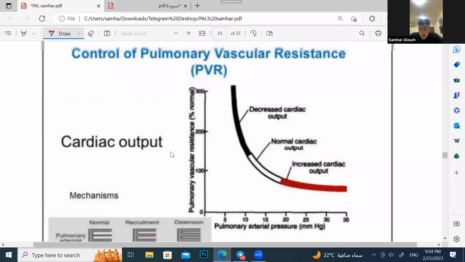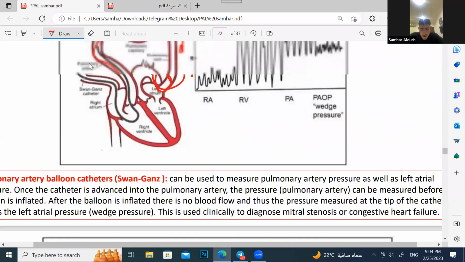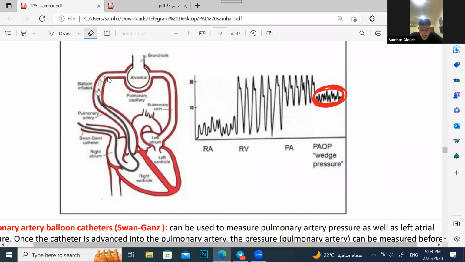Here, yes. If I want to measure the pressure, I put a catheter and go to the right atrium. In the right atrium, we know this pressure. It's around 10 to 0. Then I pass it to the right ventricle. In the right ventricle, when it's compressed, it reaches 20. When it dilates, it reaches 0.